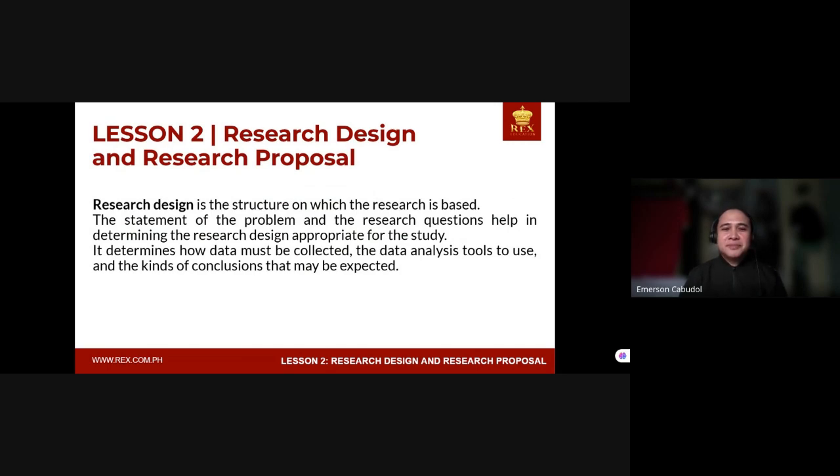Research design is the overall plan or blueprint for conducting a study. The problem statement and research questions guide the choice of research design. It dictates how data will be gathered, analyzed, and ultimately what types of conclusions can be drawn from the research. The research design is the roadmap for answering your research questions.